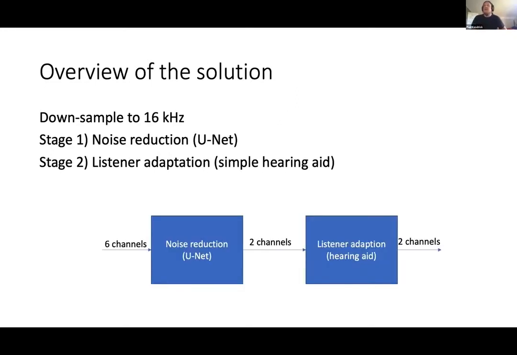So, an overview of my solution. As some other participants have done, I downsampled to 16 kilohertz, as I felt this would have minimal impact on speech intelligibility, but allow me to meet the memory requirements of my particular system. I split my algorithm into 2 parts. First, noise reduction, which was simply reducing the noise, irrelevant of who the listener was, and then a listener adaptation as a hearing aid.